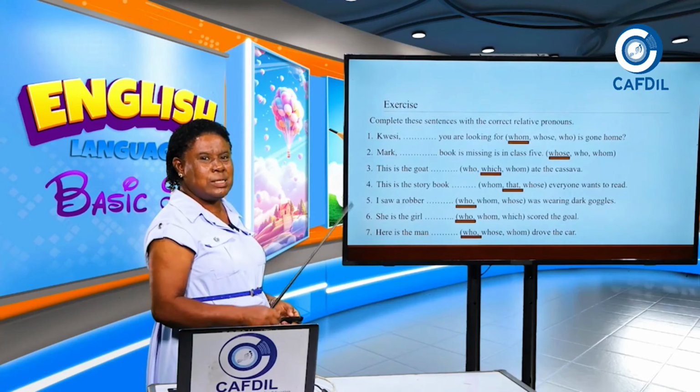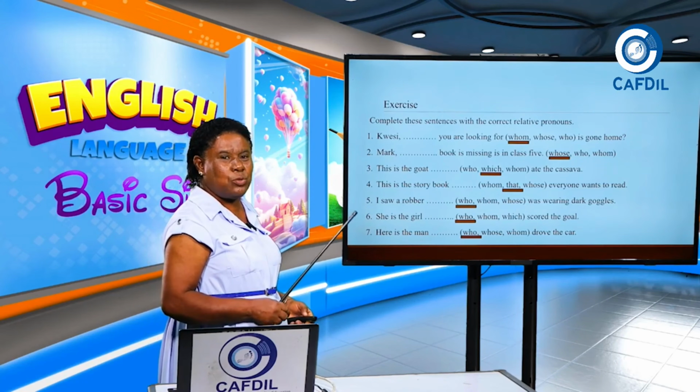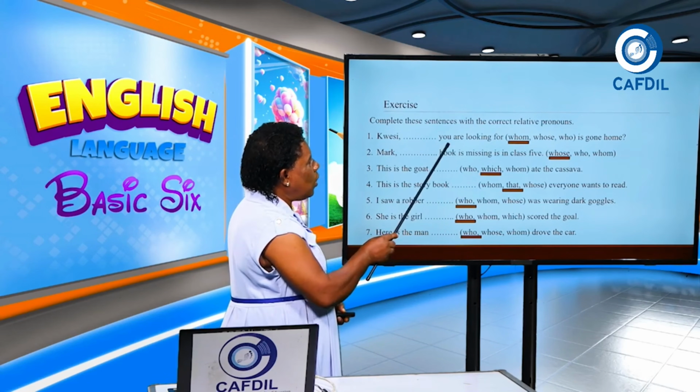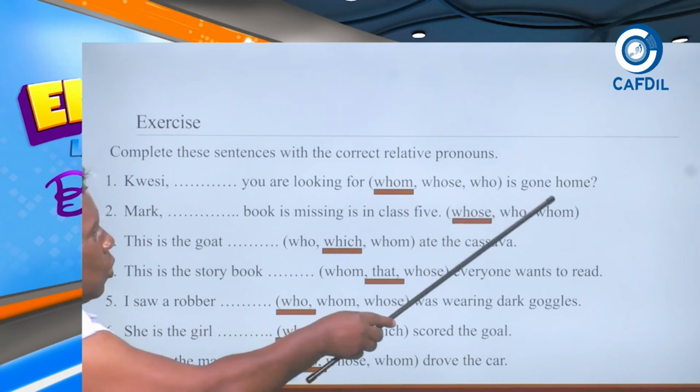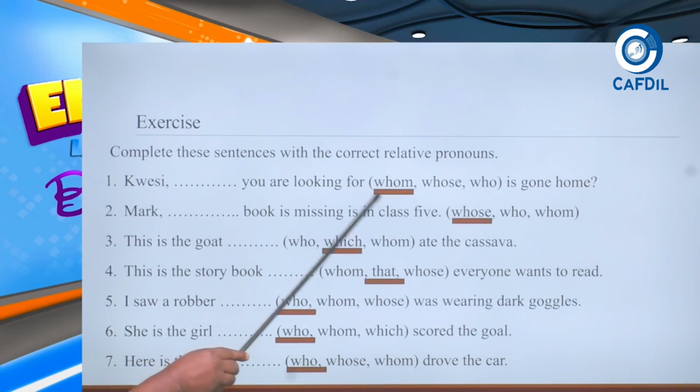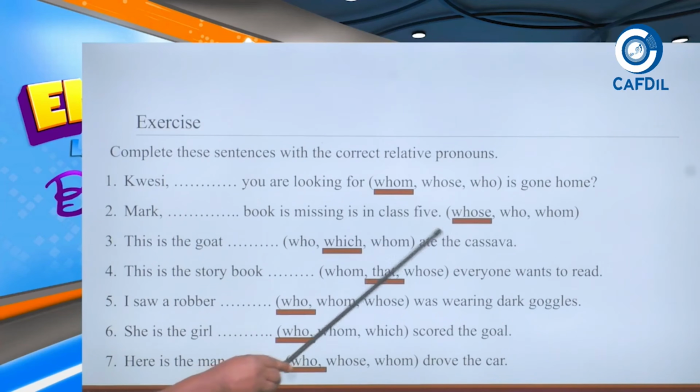Now let's go over the sentences again, now that we have all the correct relative pronouns. Kwesi, whom you are looking for, has gone home. So we use whom here. Sentence 2. Mark, whose book is missing, is in class 5. Here again, we are able to choose whose to complete the sentence.